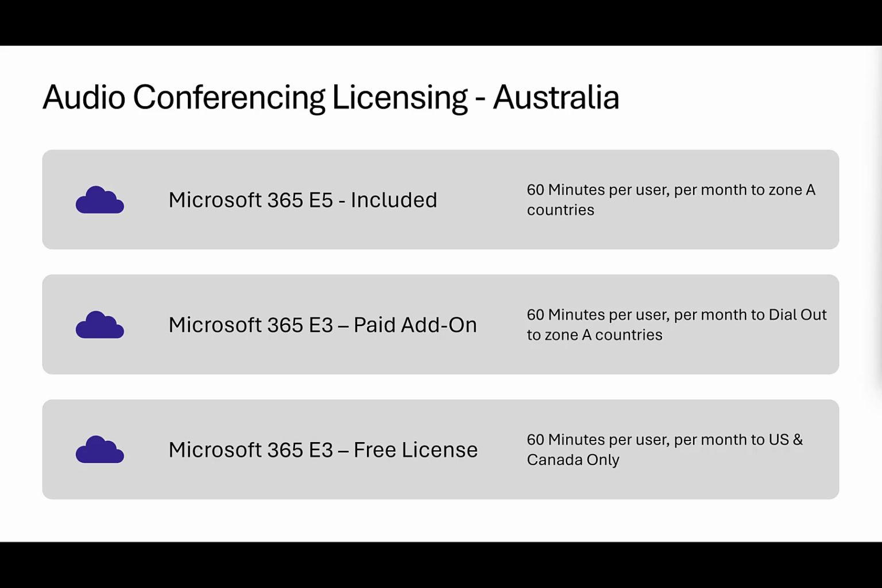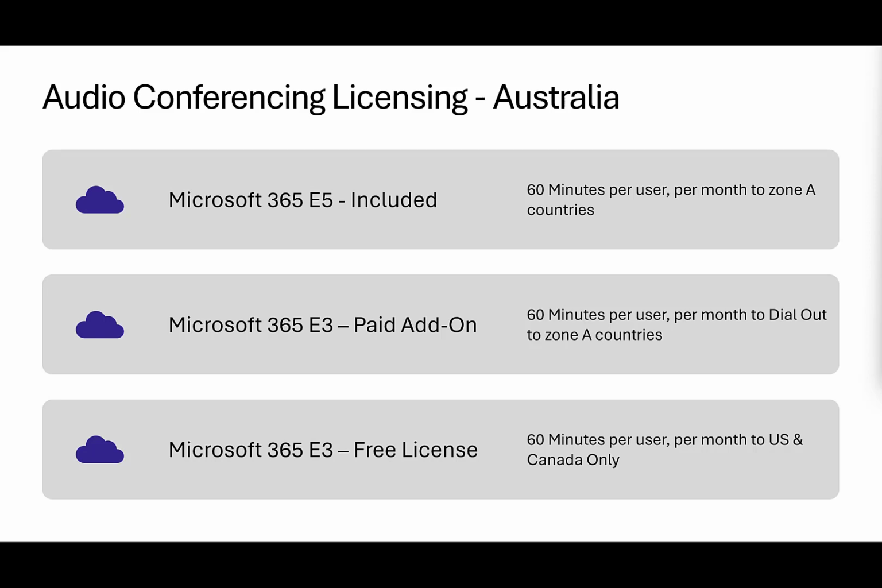Just on that additional 60 minutes per user per month, it's actually pooled across the entire tenant. So if you've got, say, 10 users and one of them makes a lot of calls and the other 9 don't, that single user can use the pooled minutes between those 10 users. So 10 times 60 would be 600 minutes per month that those 10 users could essentially use to make outbound calls to Zone A countries.